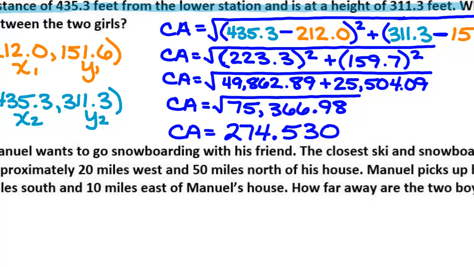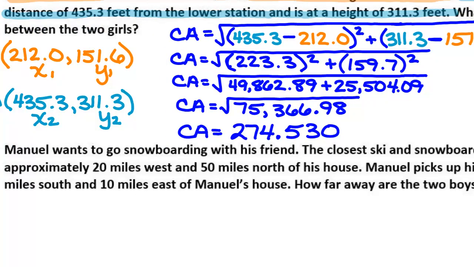274.530, yes. Should we put units with that? Were there units with our numbers earlier? Yes, what kind of units should we put with that? Feet. Beautiful.